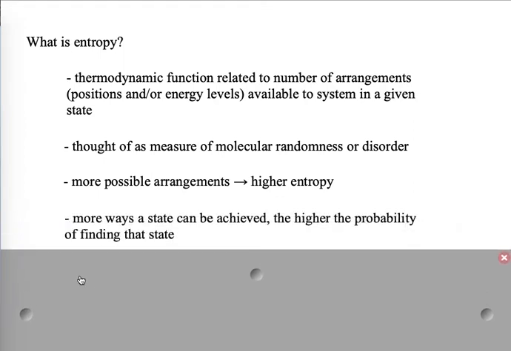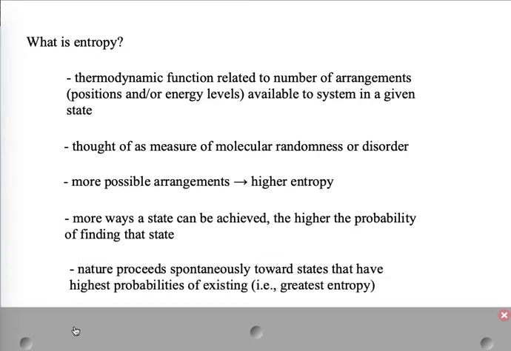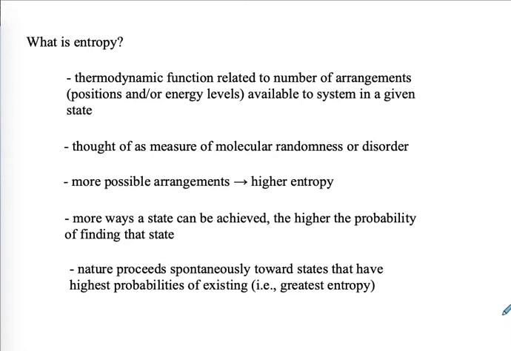Or another way of thinking of it is that if we specify a state, the more ways that a state can be achieved, the greater the probability that we can actually find that state. And it is the case that nature proceeds spontaneously towards states that have the highest probability of existing and therefore the greatest entropy. Now, we can actually measure entropies of systems, and the symbol uppercase S is the quantity symbol that we use for entropy. I don't know where it came from, but that's what we're going to use.